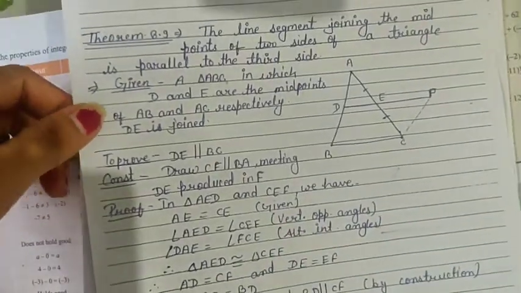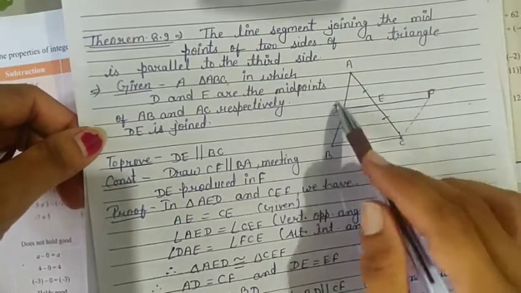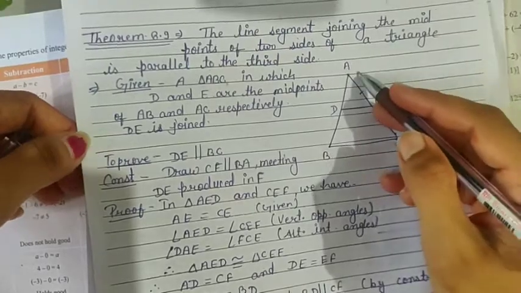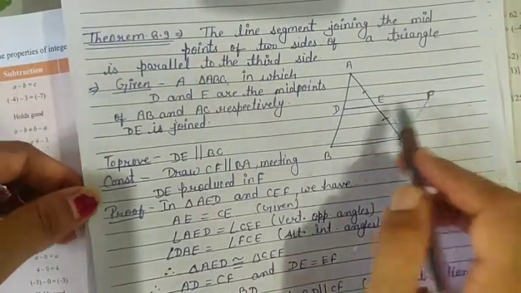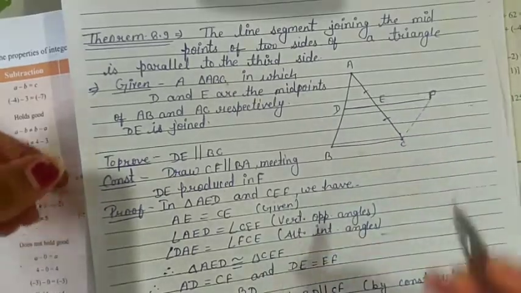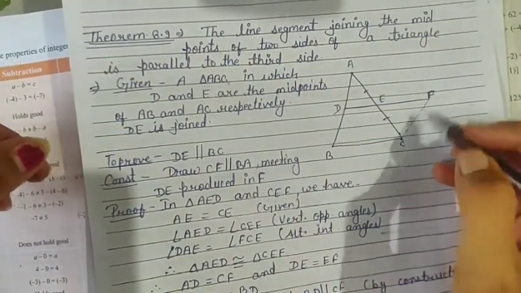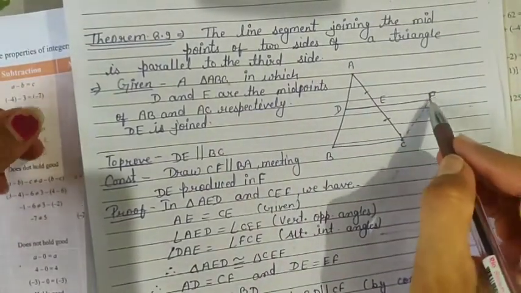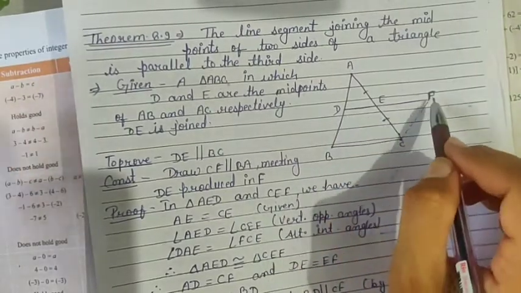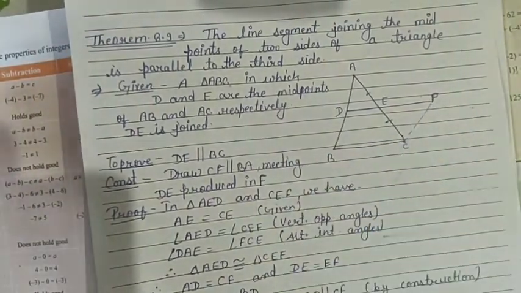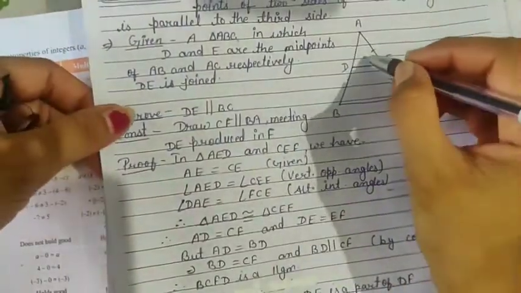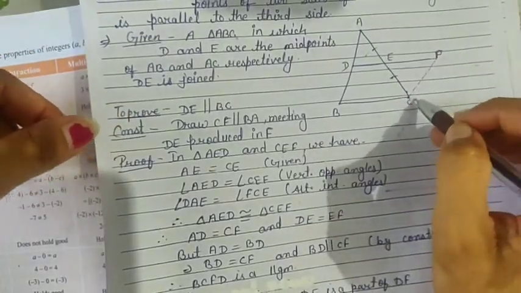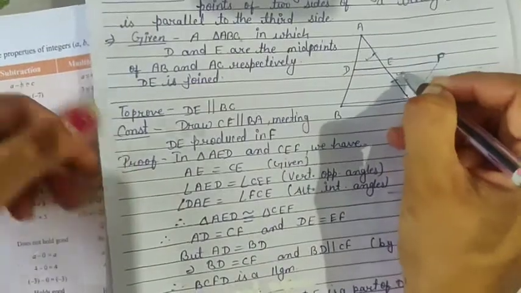So what we construct? Draw CF parallel to BA. We draw a line segment CF which is parallel to BA and meeting DE produced in F. We construct a line segment CF which is parallel to BA and ये जो पॉइंट F है ये DE को F तक प्रोड्यूस करने के बाद DE से मिल रहा है. Okay, so we have these two triangles ADE and EFC or CEF. We have these two triangles, this triangle and this triangle.